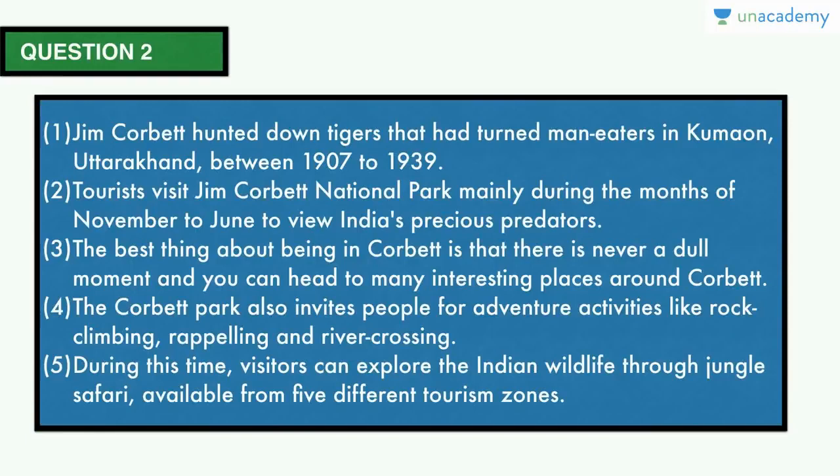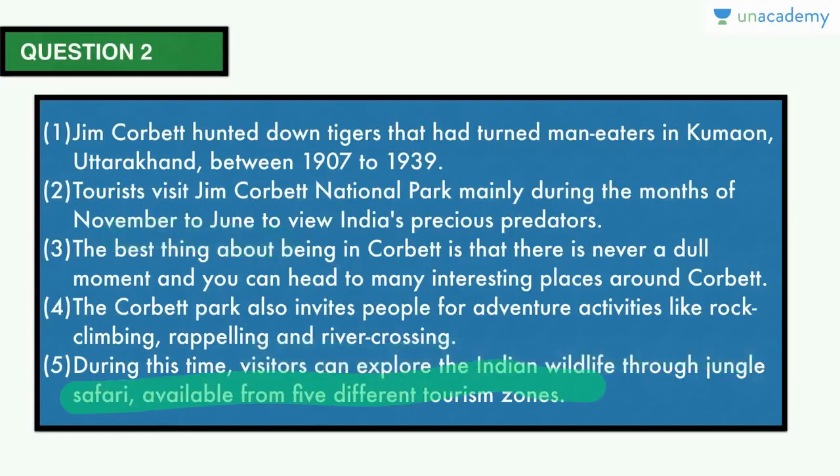Jim Corbett hunted down tigers that had turned man-eaters in Kumaon, Uttarakhand. Tourists visit Corbett Park. During this time, visitors can do this. The best thing about being in Corbett is that there is never a dull moment. Okay, let's read properly. Tourists visit Jim Corbett National Park mainly during the months of November to June. The best thing about being in Corbett is that there's never a dull moment and you can head to many interesting places. The Corbett Park also invites people for adventure activities like rock climbing during this time. During what time? November to June. Visitors can explore Indian wildlife through jungle safari.